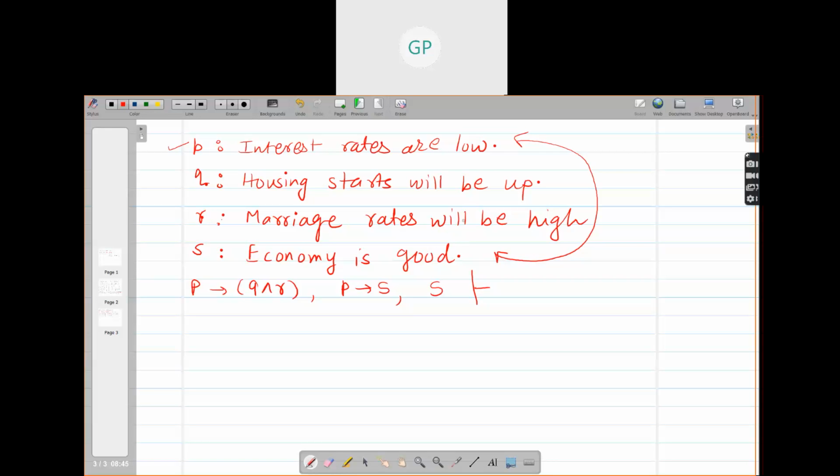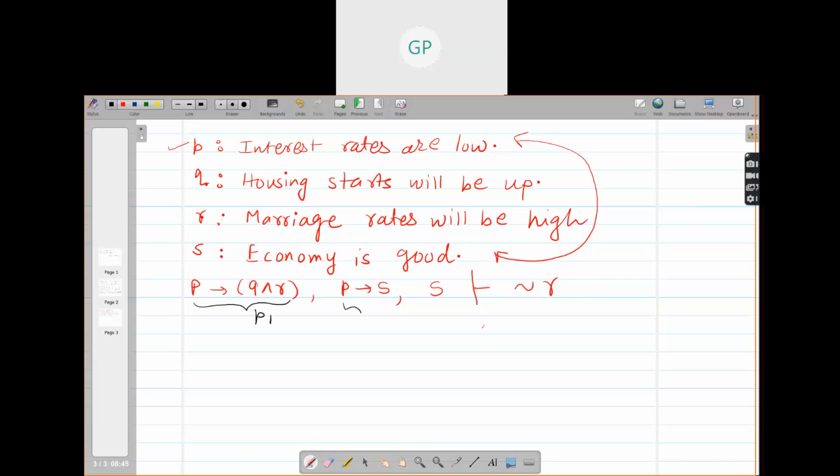So, what is the conclusion here? Therefore, marriage rates must be low. So what is that? Conclusion: negation R. Marriage rates will be low, negation R. Correct. So this is my first premise.